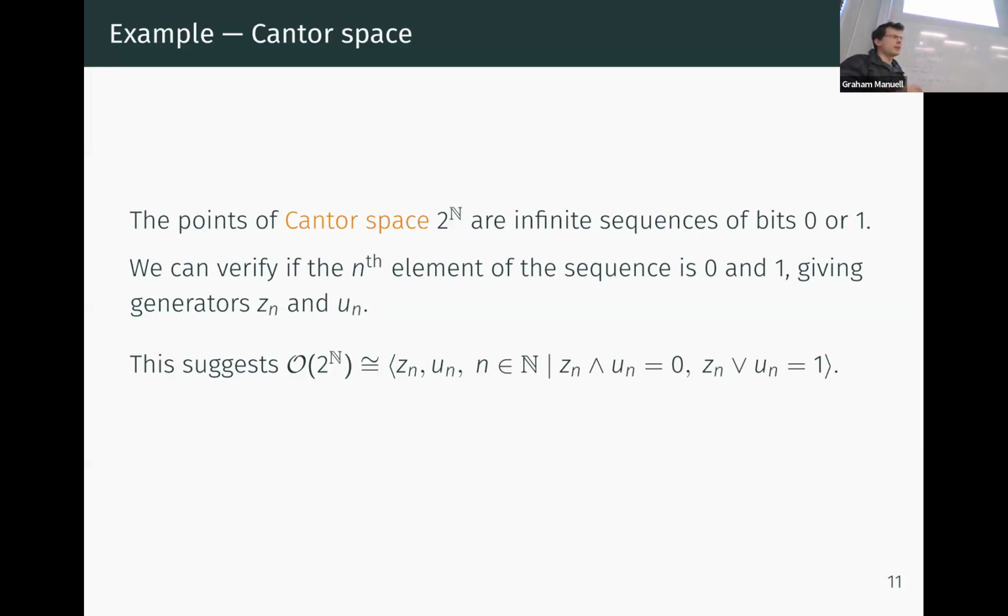So I'm saying we're going to come up with a presentation where there's a generator. The one generator essentially says the nth bit is 0. The other one says the nth bit is 1. Now, these can't both be true, so the meet of them must be 0. But one of them is true, so the join of them must be 1. And this gives you a presentation of a frame. And I'm claiming that the presentation of this frame is, in fact, the frame of opens of Cantor space.